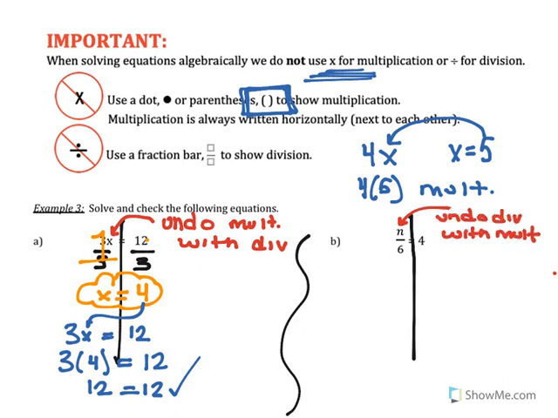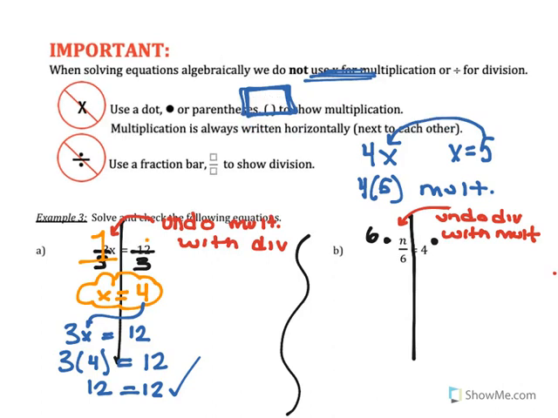So I'm going to go back up here where it says to use a dot or parentheses to show multiplication. So two things you can do here. You can do the dot 6, because you always want to get rid of the number that's with the variable, or you could also put the parentheses. You'll see me use the parentheses more often than the dot, but either is fine.